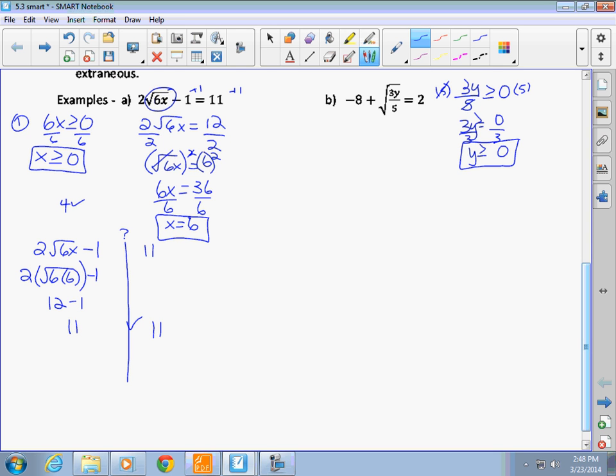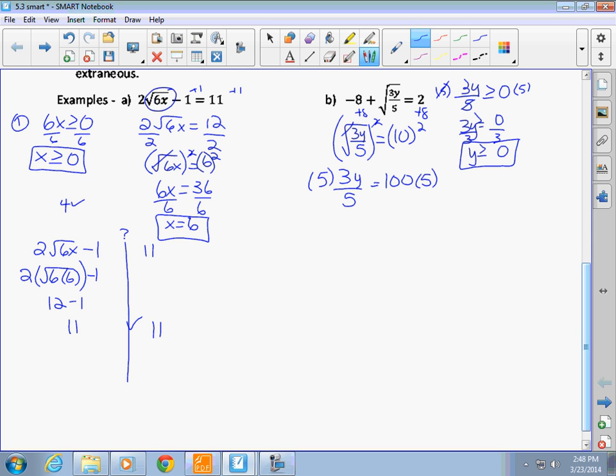Now I need to solve and see what my final answer will be. If I have a negative 8 here, that means to move it, I add 8. So I have the square root of 3y over 5 is equal to 10. Index is 2, so I square both sides. You might notice that I'm putting that 10 in a bracket because I have to square the whole value that's there. It's always a good habit to get into, because if that had been a negative 10, you need to make sure you square negative 10 and not just the 10. So square root and square cancel. I have 3y over 5 is equal to 100.